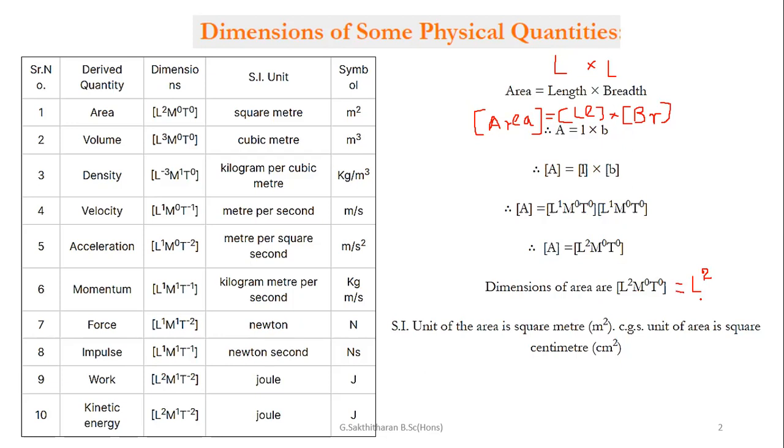Enough, right? This one is enough, like this. We don't need to write like this, okay? This is the L squared. So here M naught T naught. The value of M naught is 1, and the value of T naught is also 1.